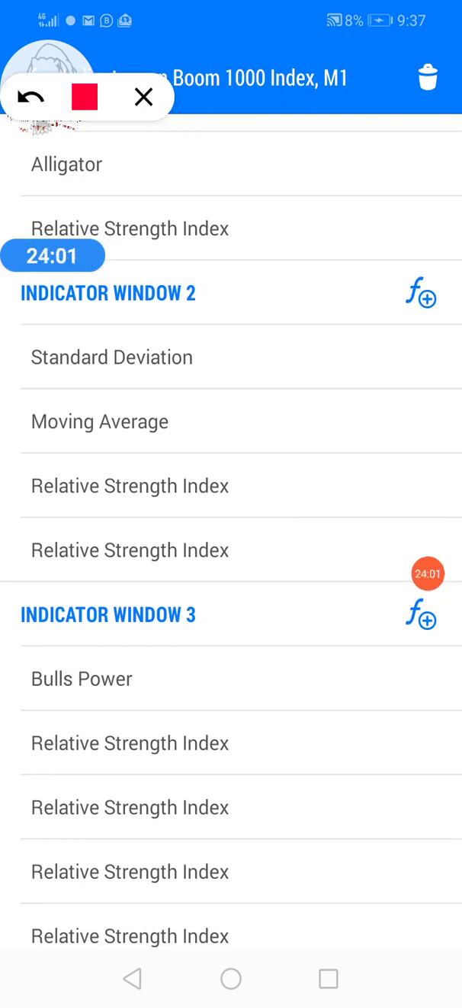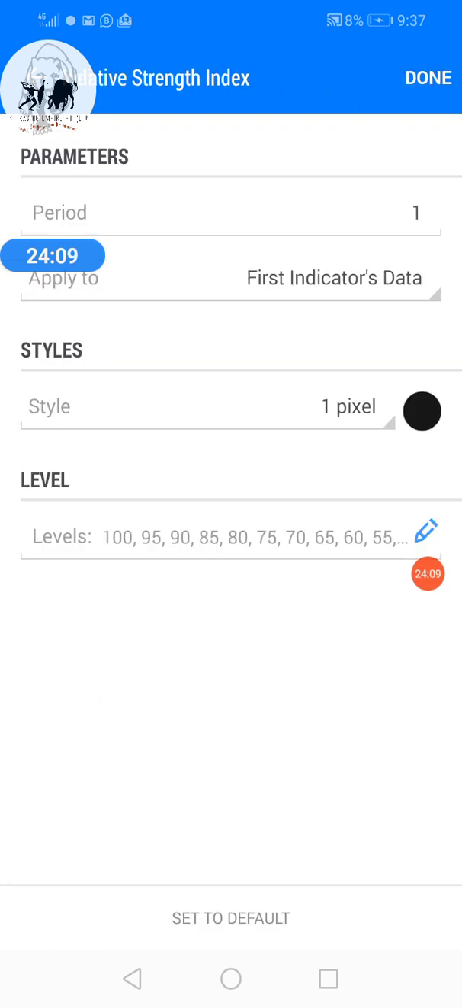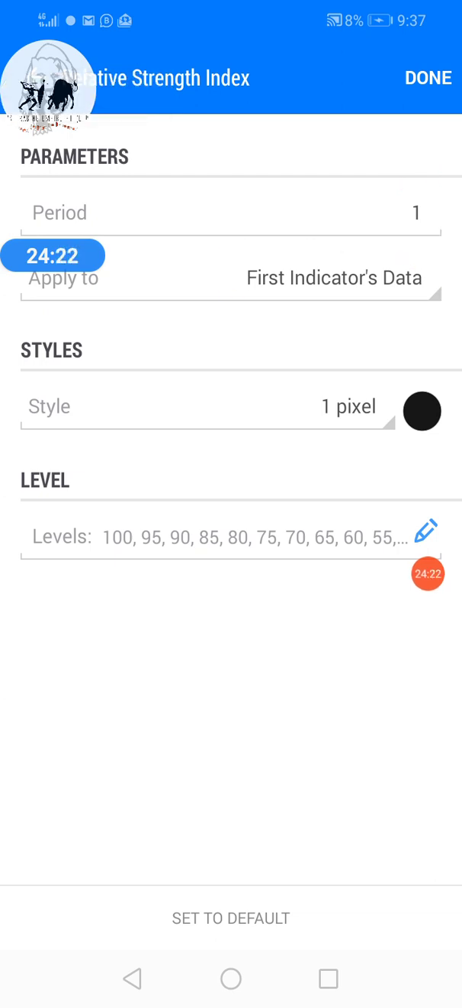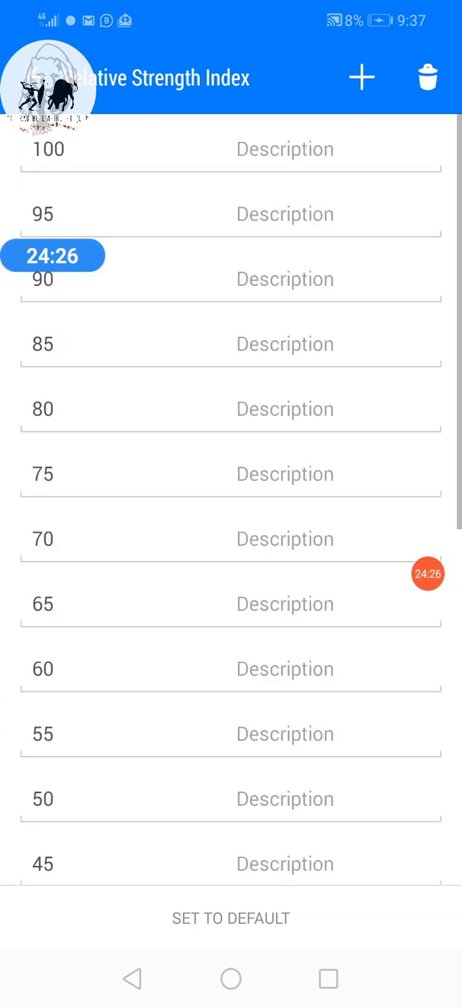Also in indicator window 2, we have the RSI again, the relative strength index. The period is 1, then apply to the first indicator start. This one is very important, right? It is the one that we're going to use these levels on.